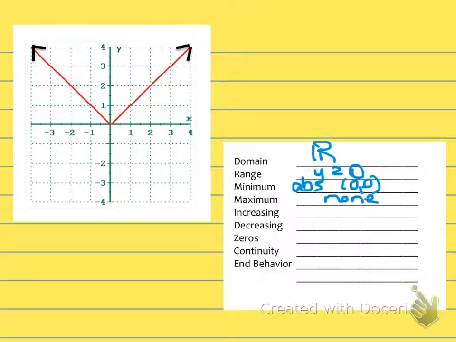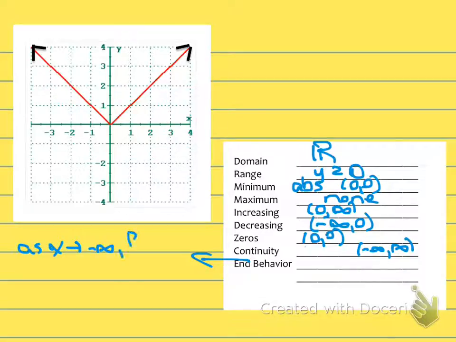This function is increasing from 0 to infinity. It is decreasing from negative infinity to 0. And it has one zero, and that zero is at the point 0, 0, the origin. It is continuous throughout, so it is continuous from negative infinity to infinity. And I'm going to put the end behavior over here again. As x goes to negative infinity, f of x goes to infinity. And as x goes to positive infinity, f of x again goes to infinity.